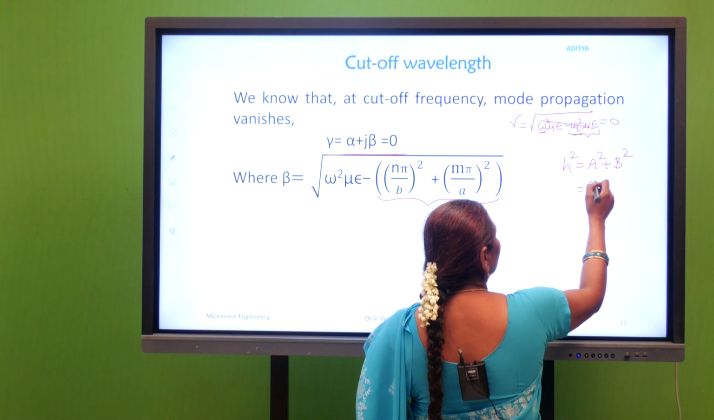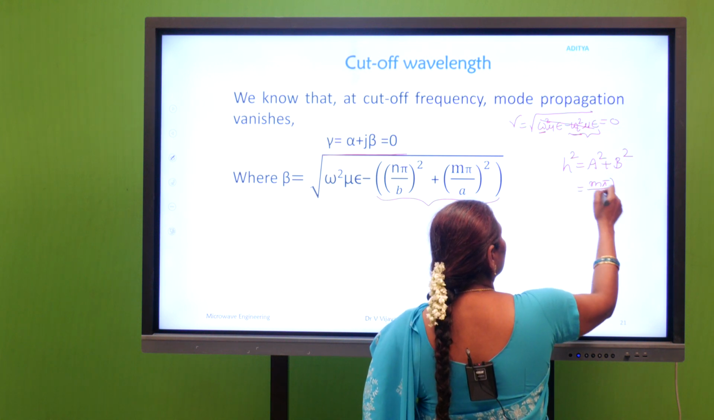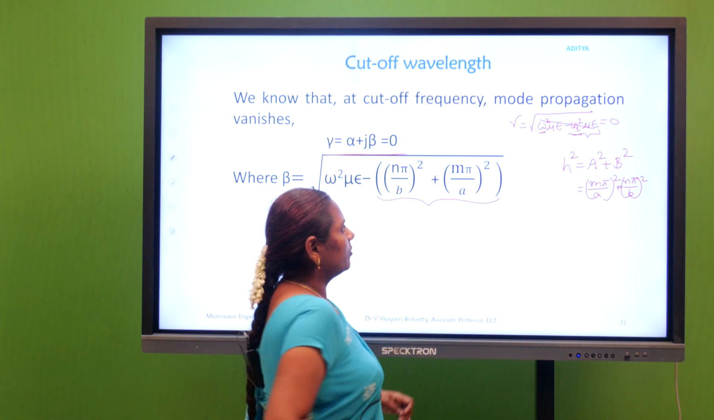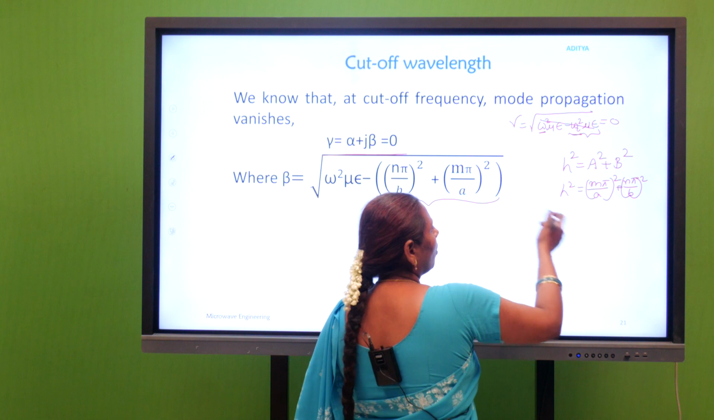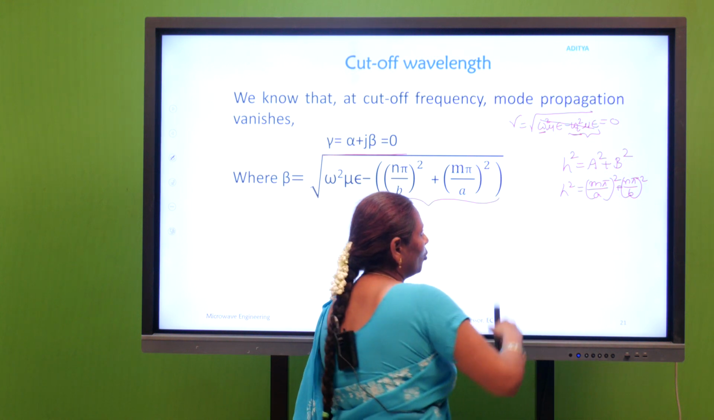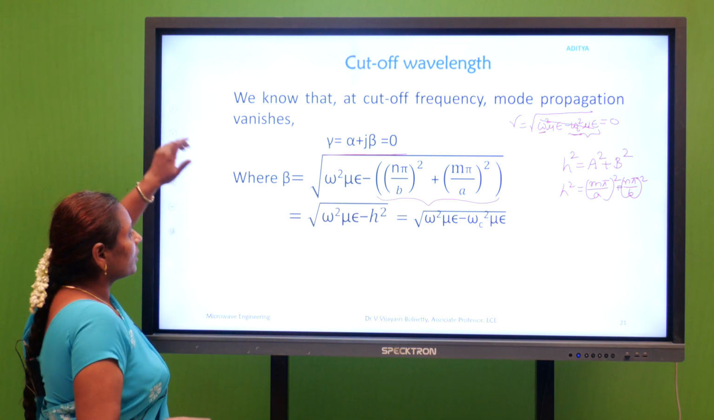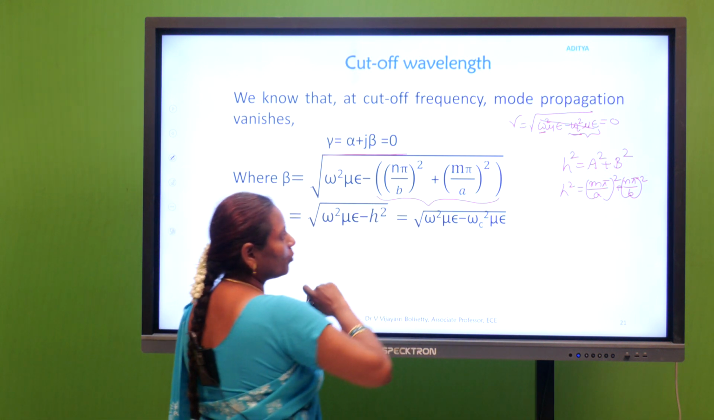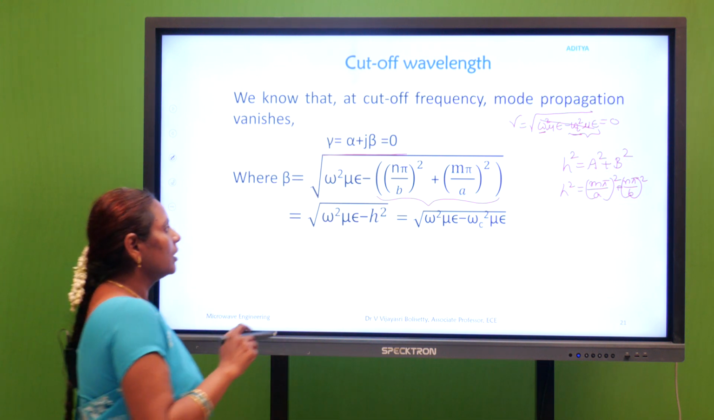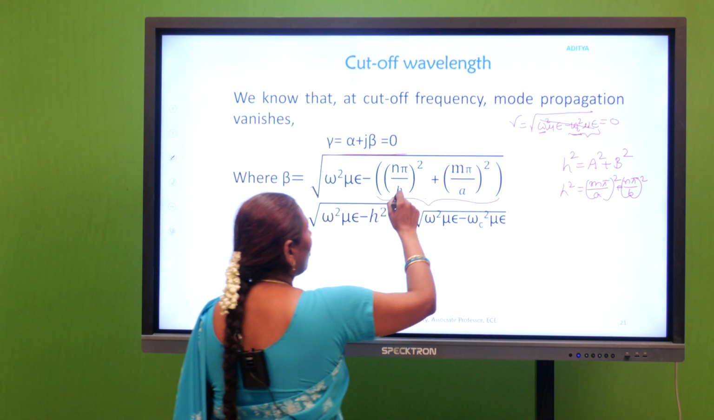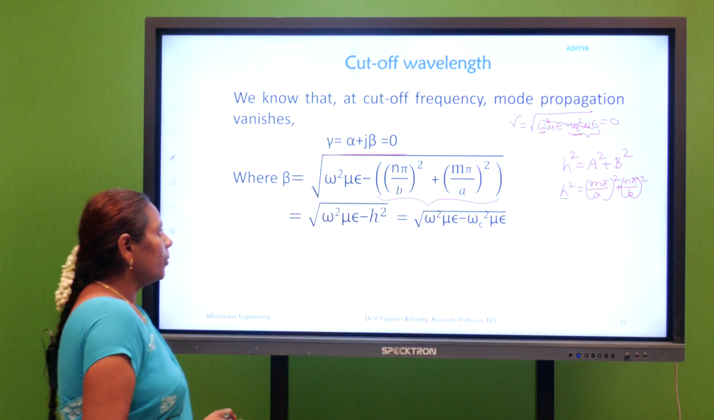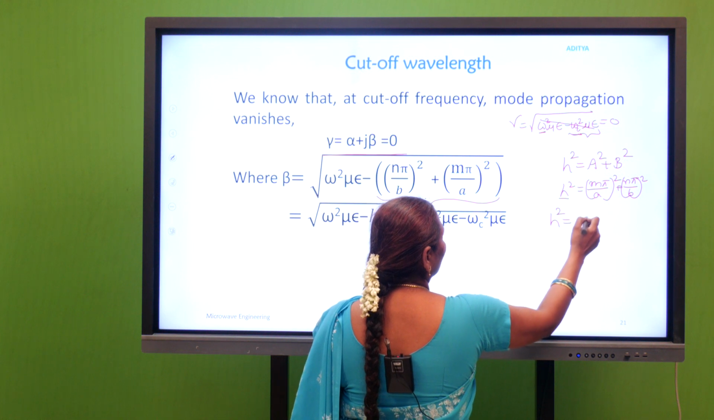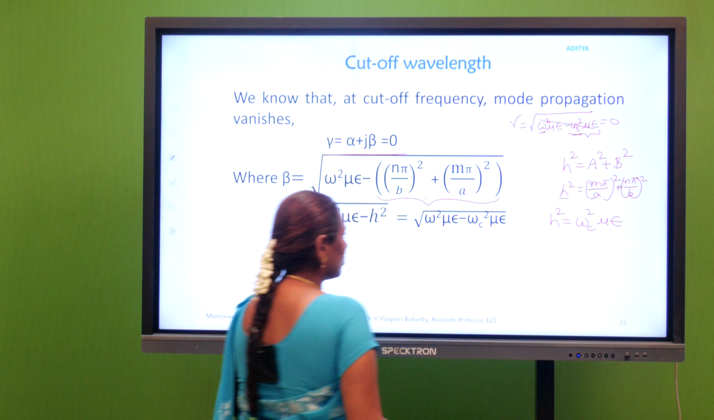Here h is nothing but m pi by a whole square plus n pi by b whole square. So, this term we can consider either as h square, or as equal to omega c square mu epsilon. So, let us represent both the relations, that is beta is equal to root of omega square mu epsilon minus h square, or we also call it root of omega square mu epsilon minus omega c square mu epsilon, because this term is equal to omega c square mu epsilon, and also this term is equal to h square. So, that means now we have the relation that h square is equal to omega c square mu epsilon.